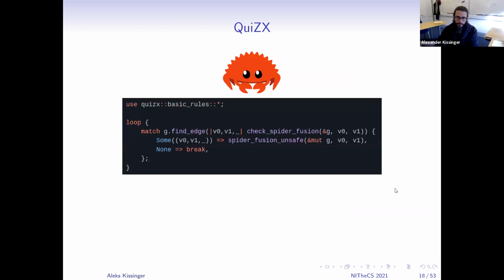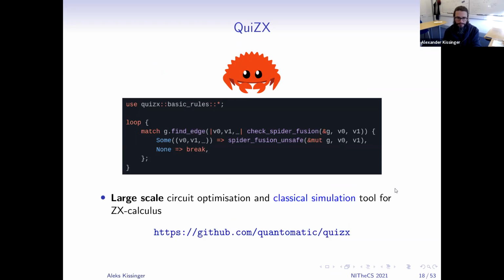So a kind of next scale up from there is a port of PyZX to Rust. Rust is a systems programming language that can make things run very, very fast and with very little memory. And I would say this is, as far as open source tools go, our main large scale circuit optimization and classical simulation tool for ZX calculus. I'll talk a little bit about how we're using these techniques for classical simulation later.